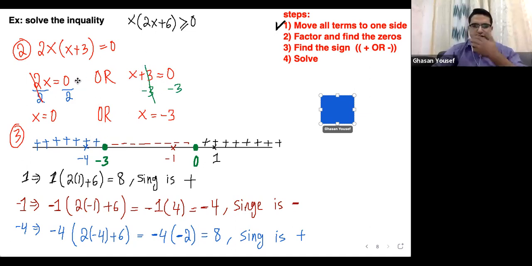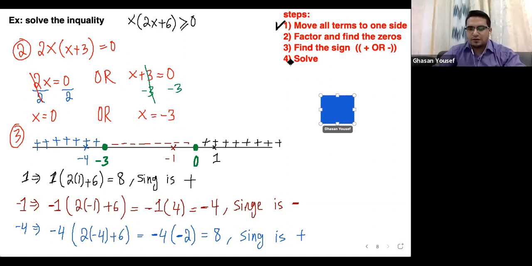As we saw in step number 2, we found the zeros: x equals 0 and x equals minus 3. It would be positive from 0 to infinity, and 0 is included because of the equal sign here. It will also be positive for any number less than minus 3, and minus 3 is included because 0 is included in this inequality. Make sense? Okay, thank you.